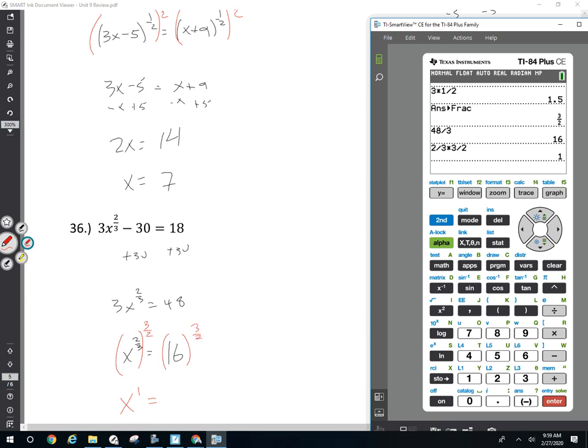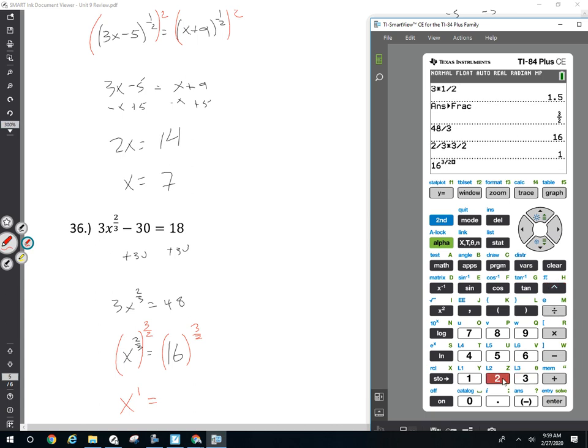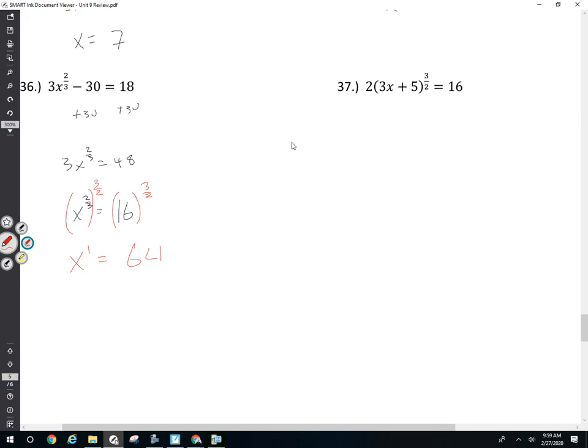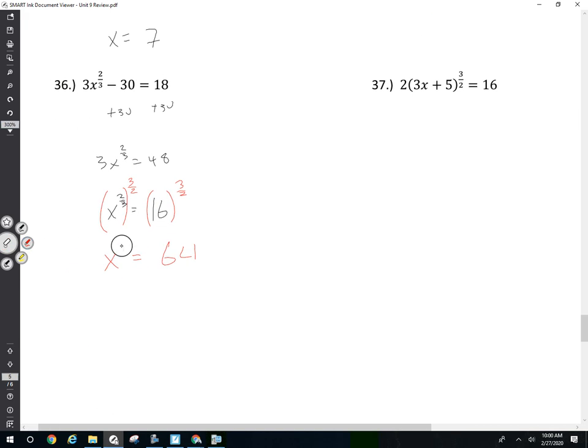Now all I have to do is figure out what 16 to the 3/2 is. 16 to the 3/2. Boom, 64. Done. That's what x equals. X equals 64. I don't need this first. X to the first, I don't need that. It's just x.